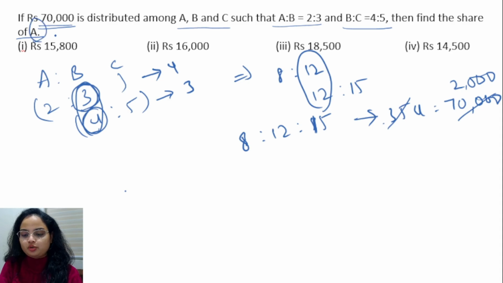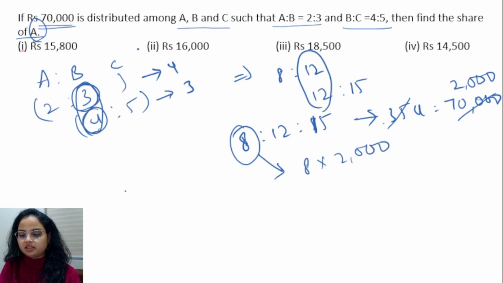So what is the share of A? It is 8 units. So it is 8 into 2,000. It is 16,000. Second option.